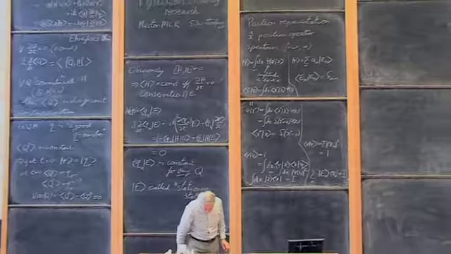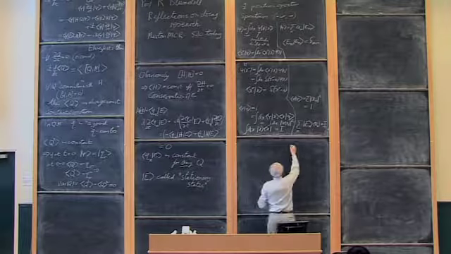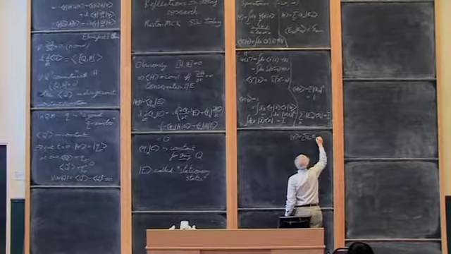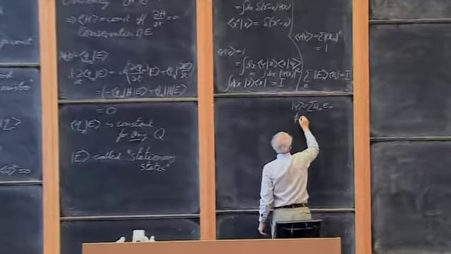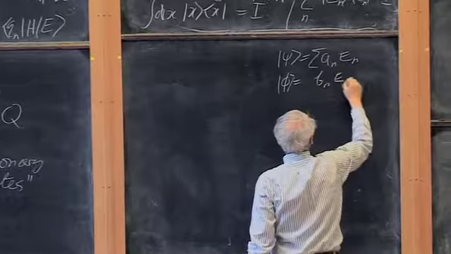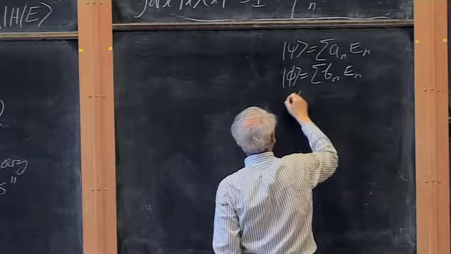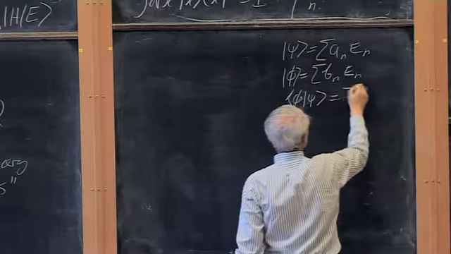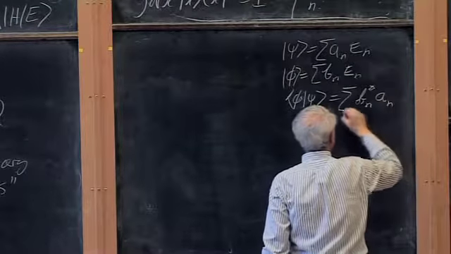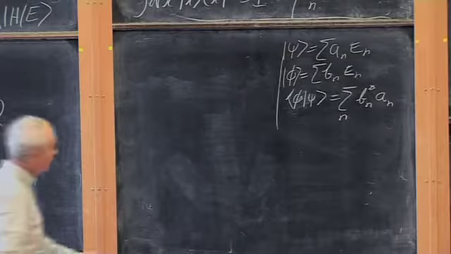One more thing that we need to write down. We used to have that if psi was the sum an en and phi was the sum bn en, then the complex number phi psi was the sum bn star an, sum over n. Right? That's a result we have had. What's the analogous thing here?